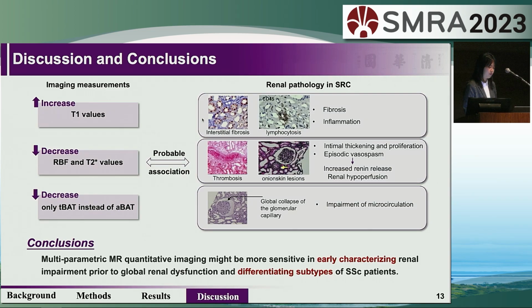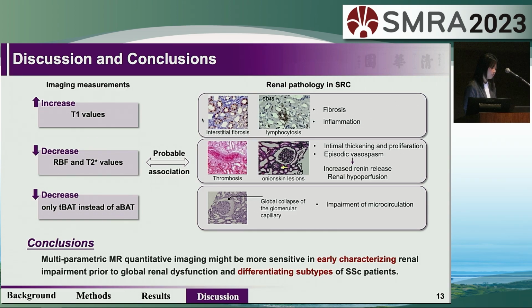According to the previous pathological studies, there might be some association between imaging measurements and renal pathology. For example, the increase of T1 value may be associated with interstitial fibrosis or inflammation, while the decrease of RBF and T2 star may be related to intimal thickening and episodic vasopathy. Notably, only T-BET instead of ABET appeared a significant decrease, which may imply the impairment of renal microcirculation.